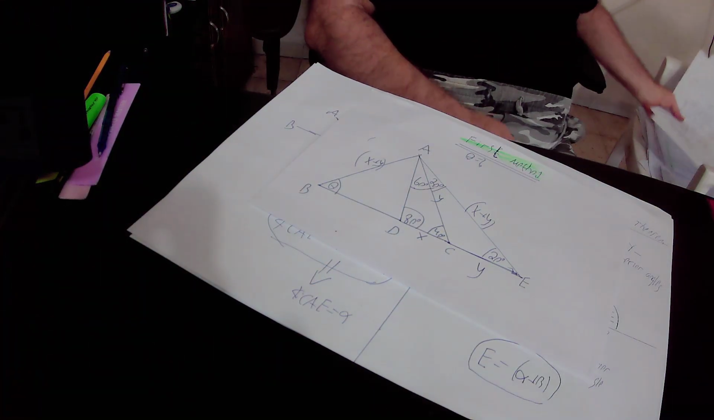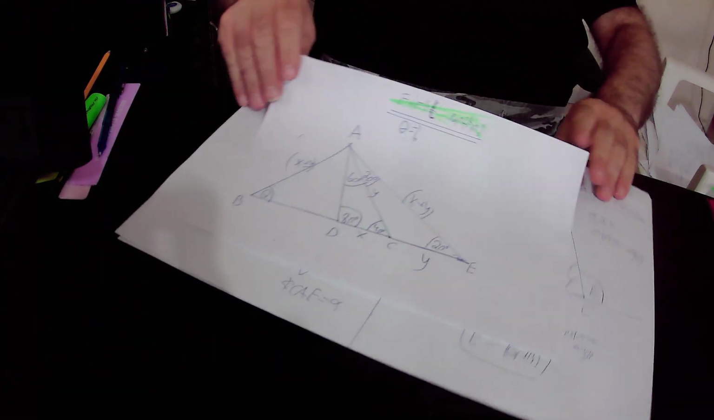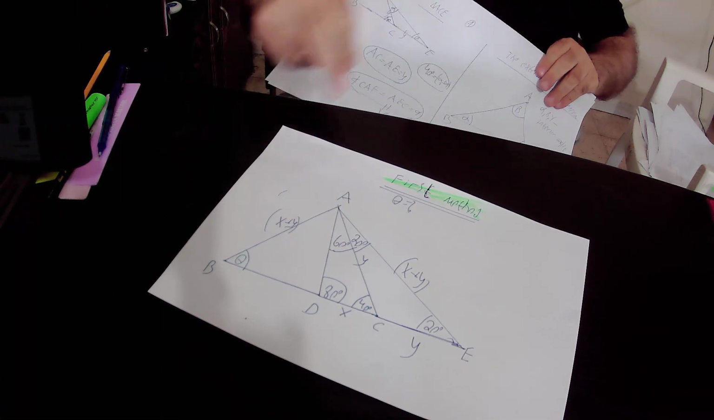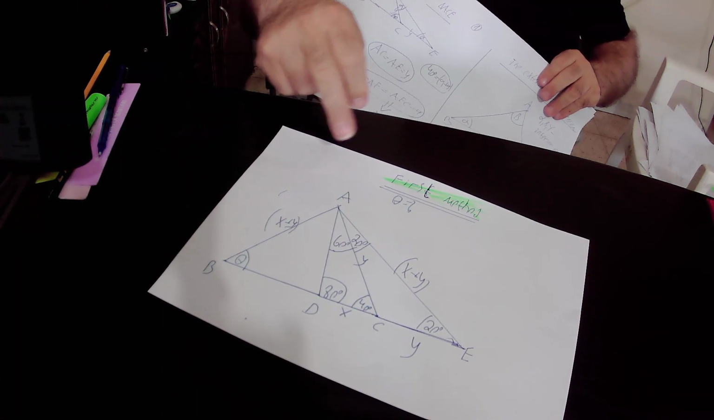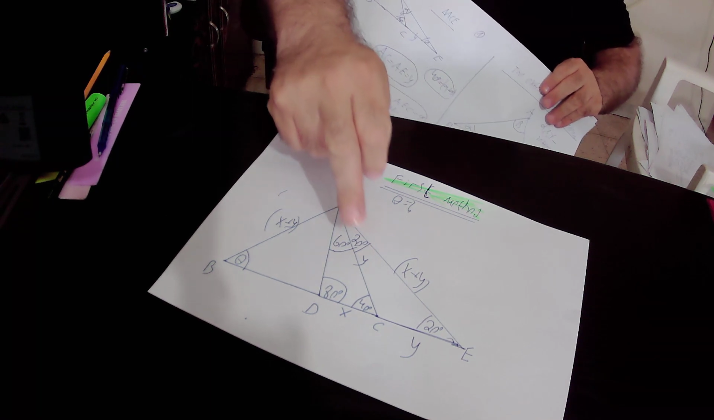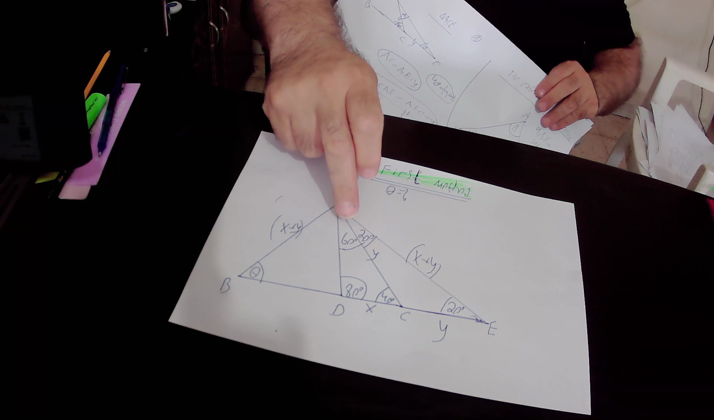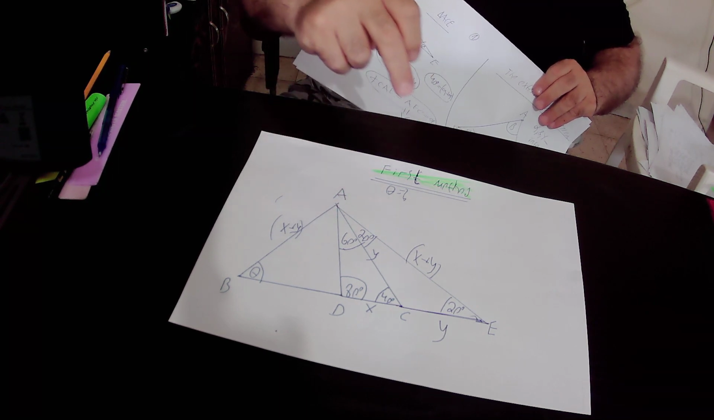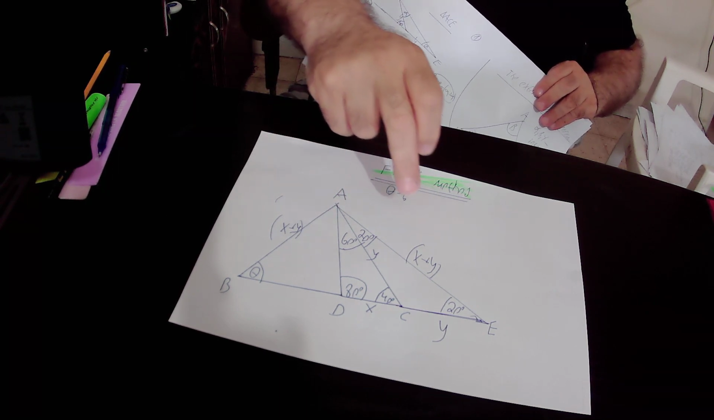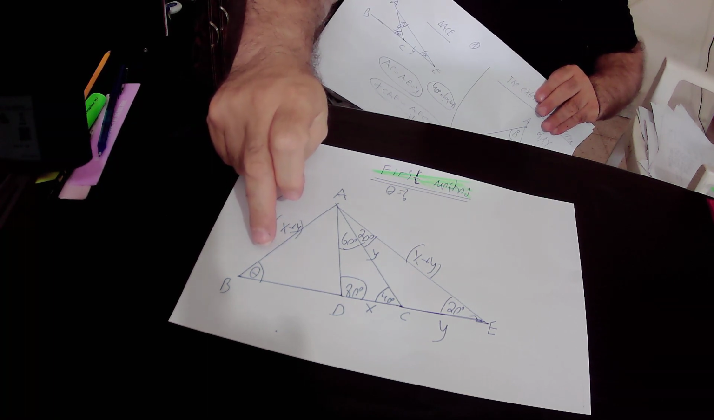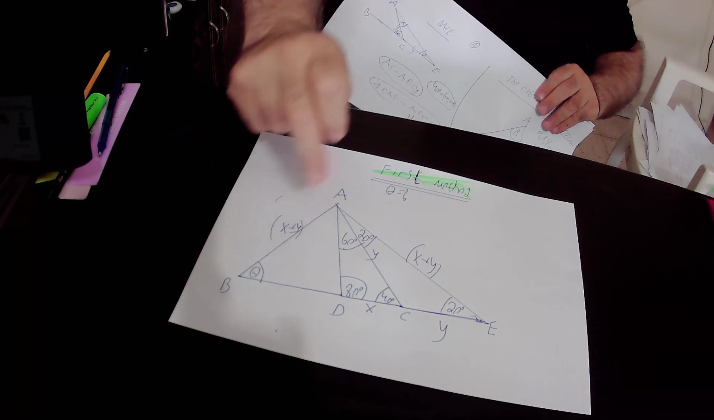So here we have triangle ABC, side AB equals x plus y, side DC equals x, this angle equals 60 degrees, and our mission is to find the value of this angle theta.